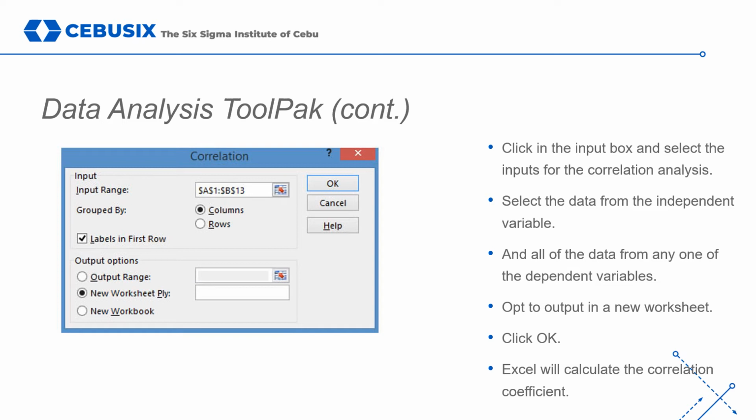Repeat the steps using the Data Analysis ToolPak, but this time select time and temperature D. Excel will calculate the R value as a positive 0.86. This is still a strong correlation, although not as strong as temperature B, but there is still a strong positive correlation.